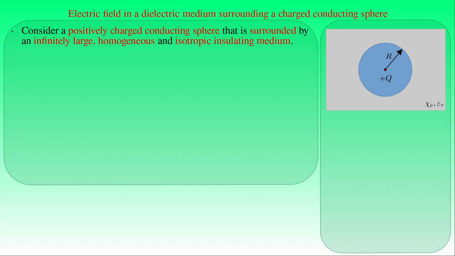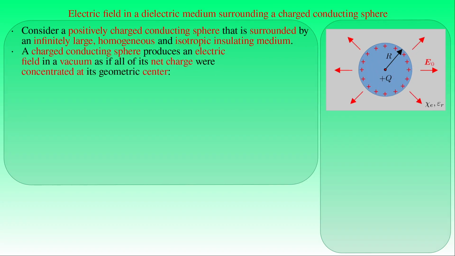In the first example, let us consider a conducting sphere of radius R with a positive electric charge Q that is surrounded by an infinitely large homogeneous and isotropic insulating medium of electric susceptibility Chi and relative permittivity εr. We already proved that a charged conducting sphere produces an electric field in a vacuum or air as if all of its net charge were concentrated at its geometric center.